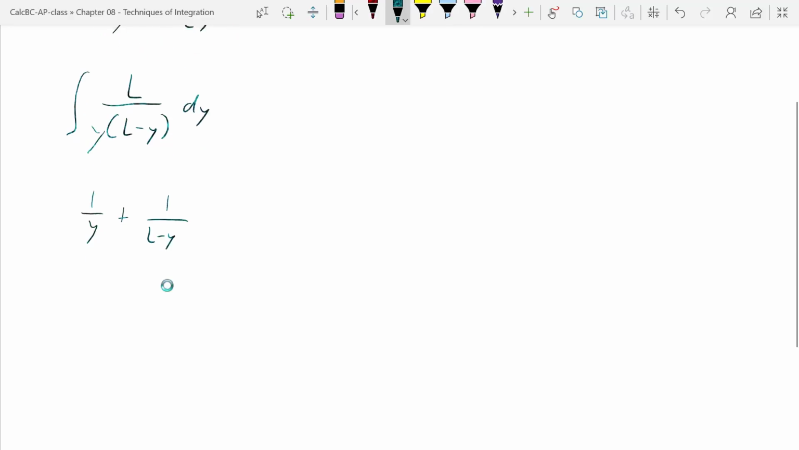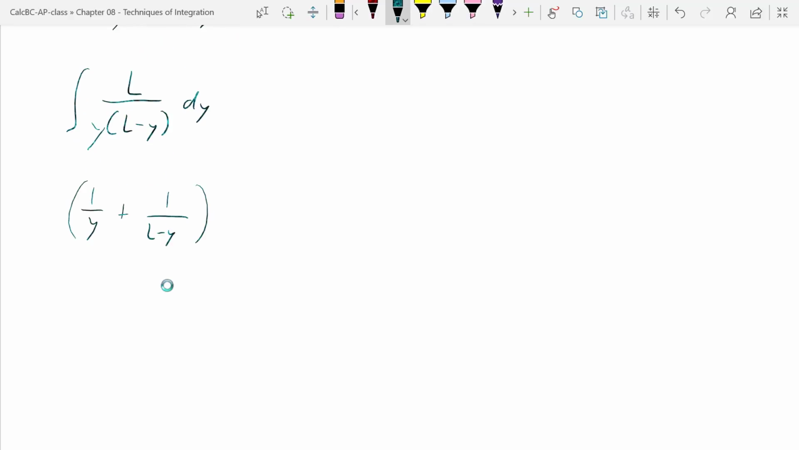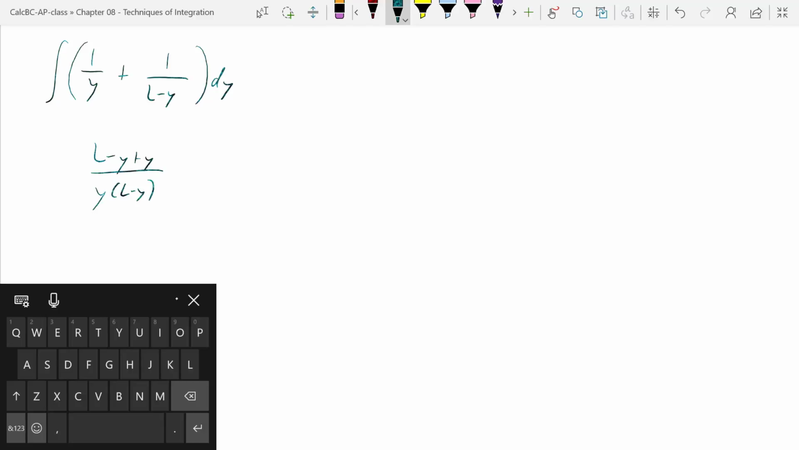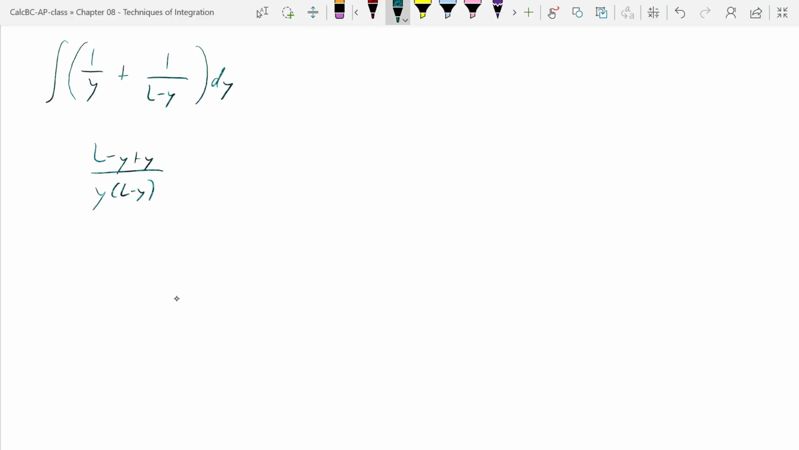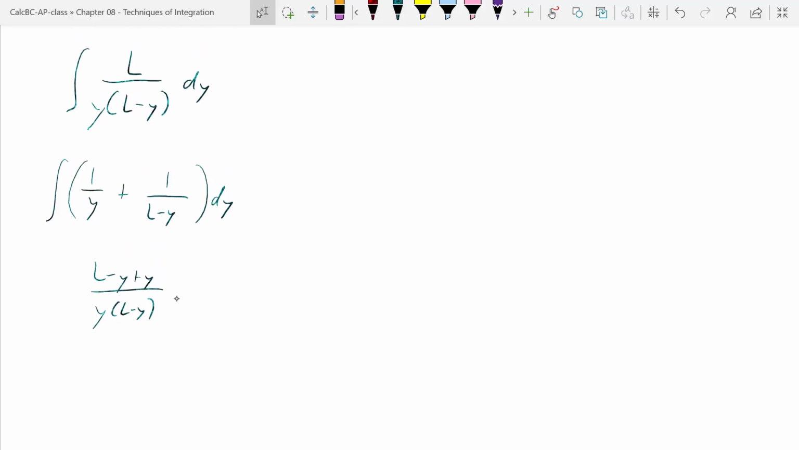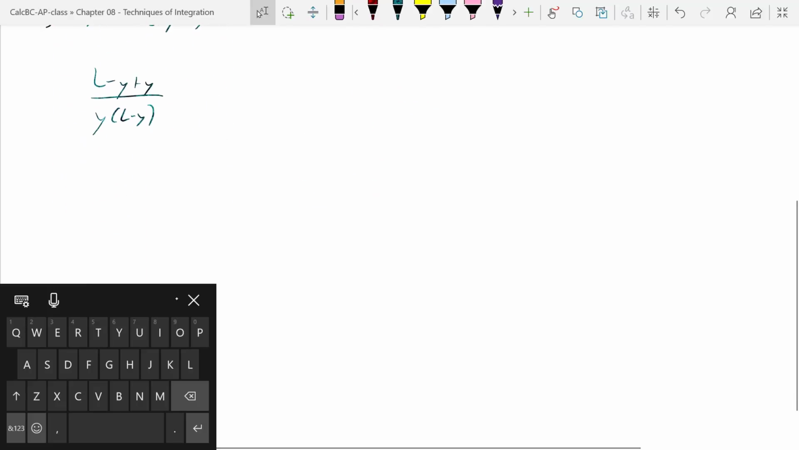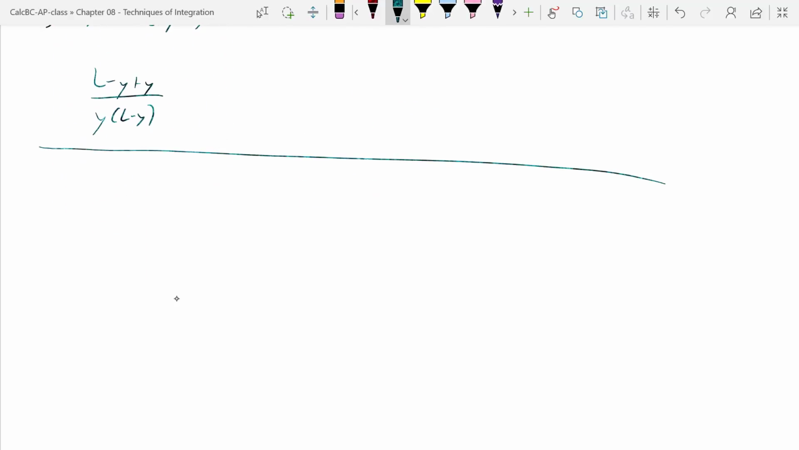And if you multiply that back out and add them again, you'd see that you get L minus y plus y over y times L minus y, which would be the same thing. So this technique is called partial fractions, and it's the big one that we're going to do today. So let's go to a more basic example.